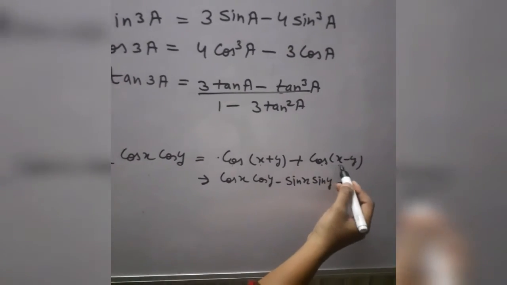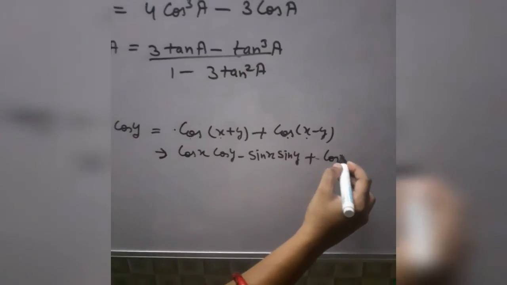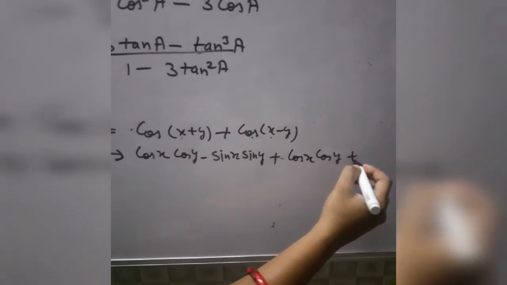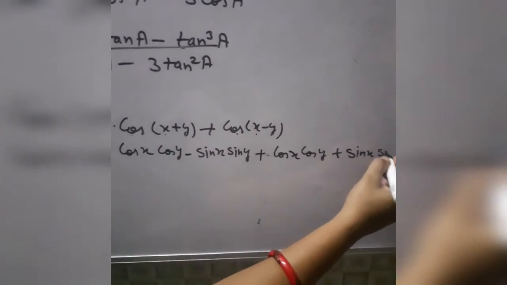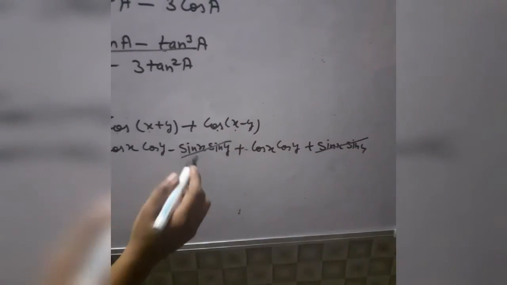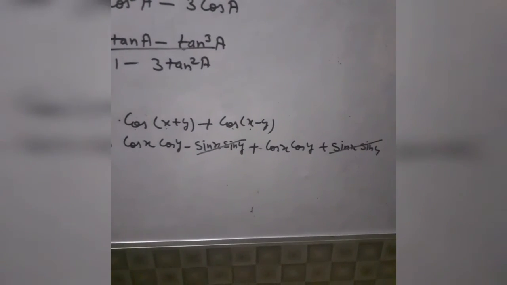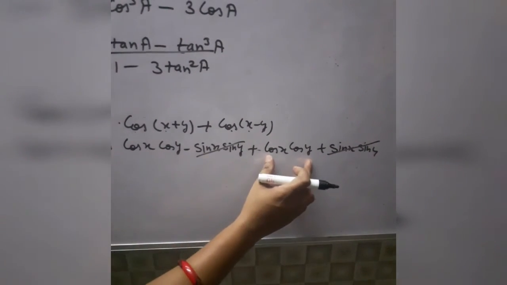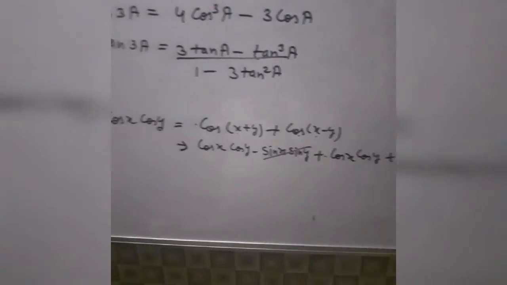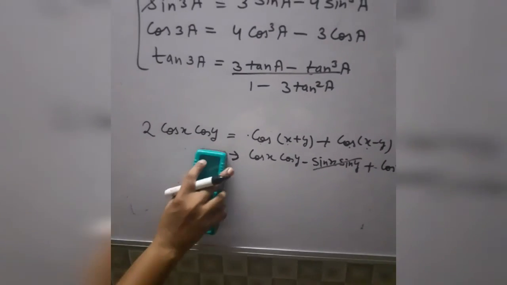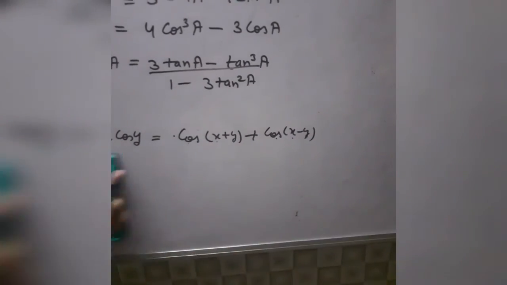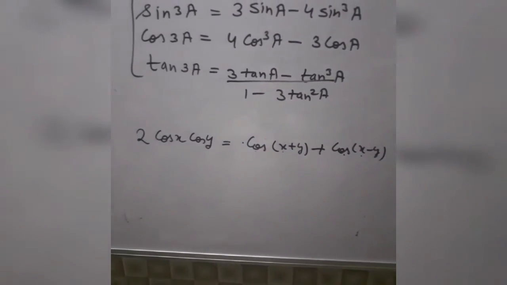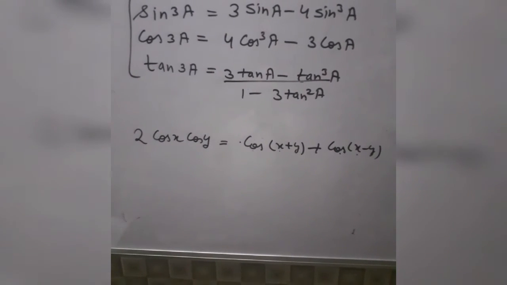Similarly, the formula for cos (a minus b), or cos (x minus y), is cos x cos y plus sin x sin y. The plus sin x sin y is cancelled with the minus sin x sin y. Cos x cos y plus cos x cos y gives you 2 times cos x into cos y. So in this way you can prove these formulas also, but no need to do the proof. You have to learn these formulas.